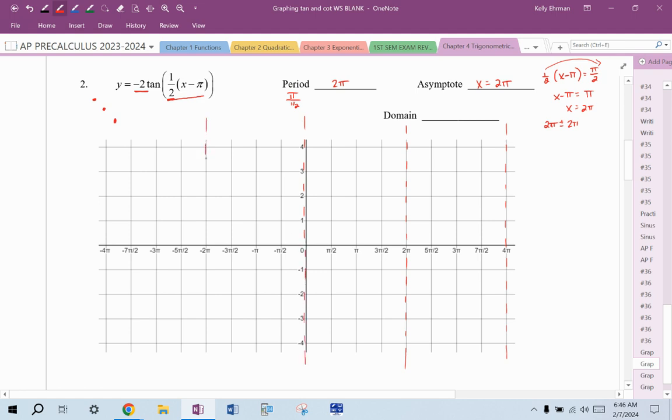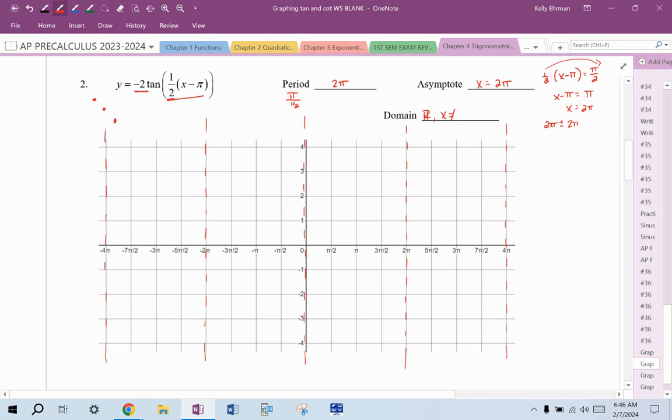And then I can see enough of the pattern to keep going. So negative 2 pi, negative 4 pi. We're only going to get 1, 2, 3, 4 branches on this one because we've had a horizontal stretch. We could do domain too. Domain is just talking about these asymptotes. So it's all real numbers.